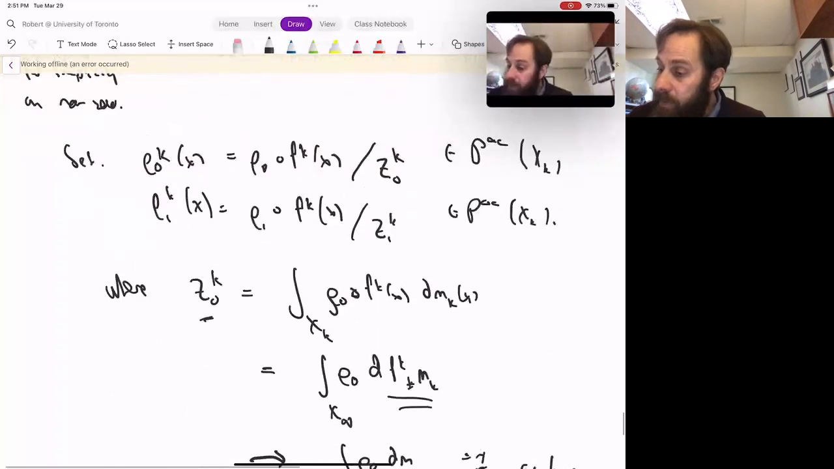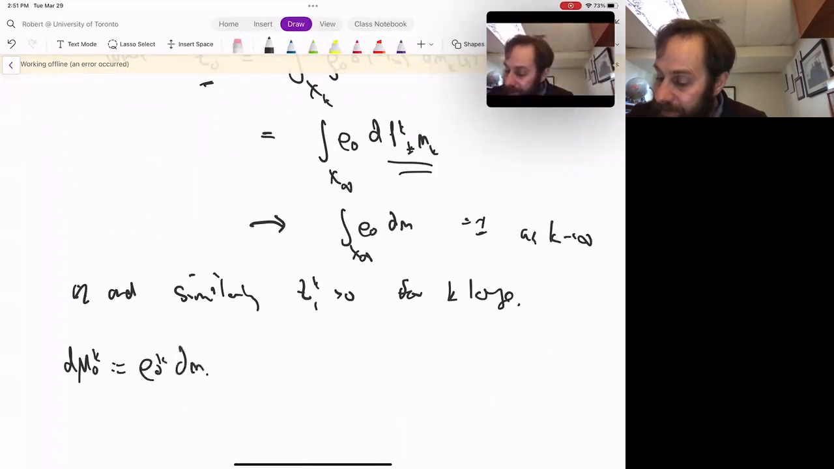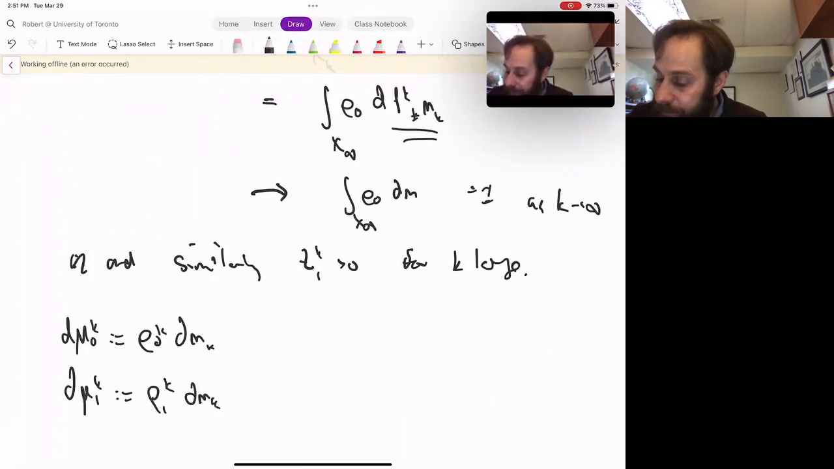And of course, I'll take mu0k to be defined as rho naught k dmk, and mu1k to be defined as rho 1k dmk.